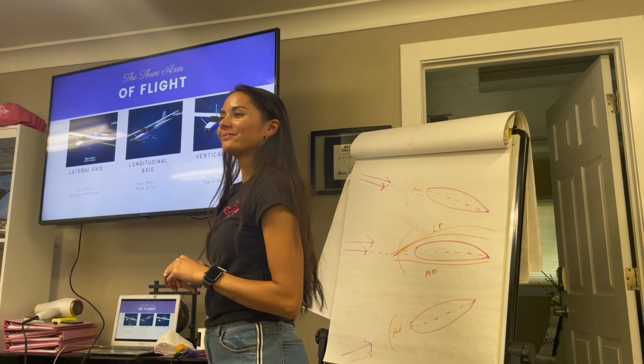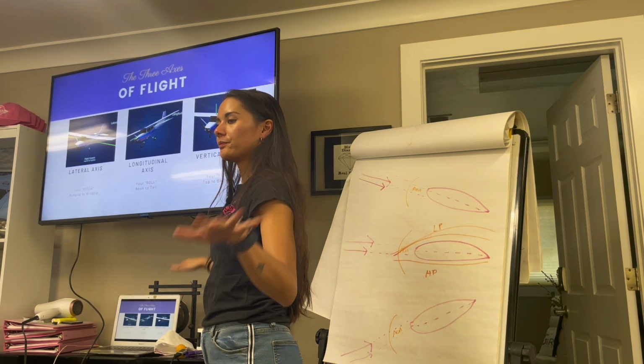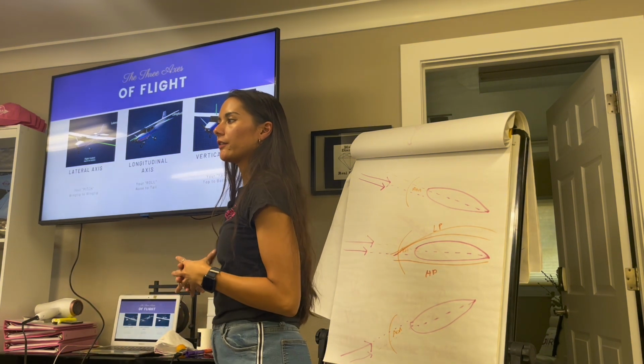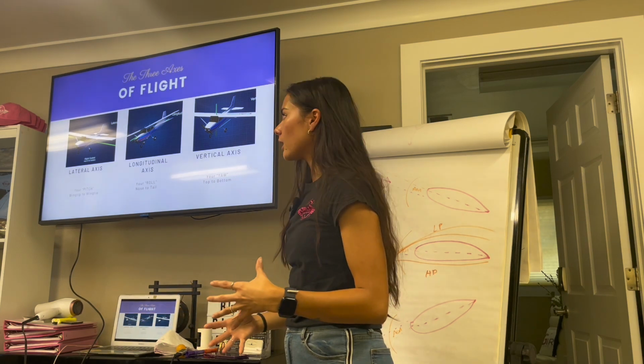What'd you say the lateral axis goes through? Wingtip to wingtip. Oh no, the center of gravity? Yes, all three of these axes pass through the center of gravity. So center of gravity is important because that's where everything rotates around.